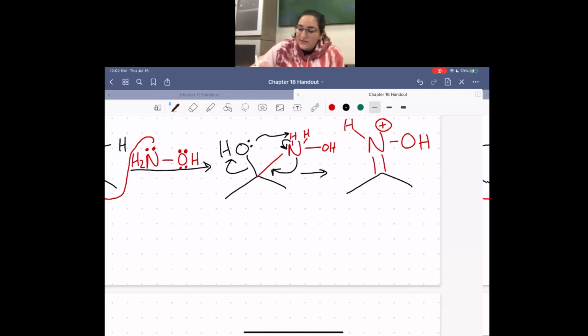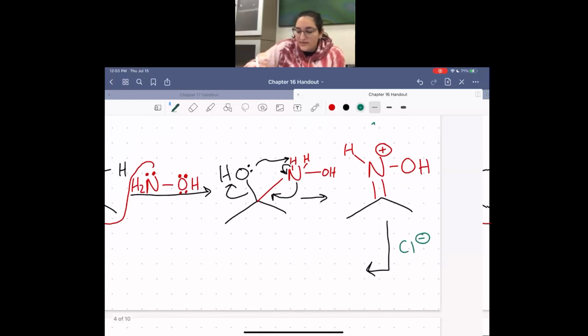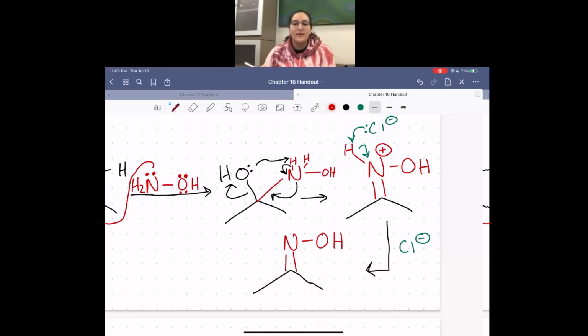Okay, cool. So, as you all know by now, we're going to use our buddy Cl-, and it's going to sneak in over here and steal the proton, and we get, boom, bam. Does anyone want to guess what this product is called? The oxime. Absolutely genius.